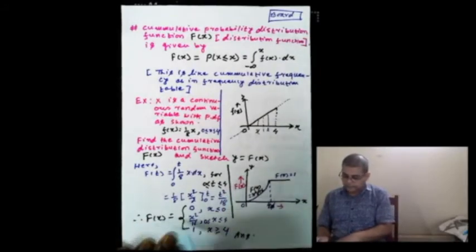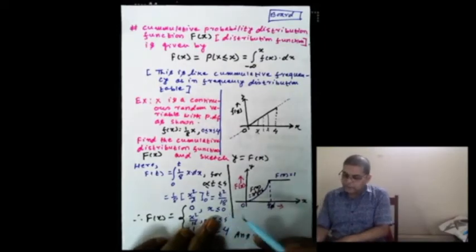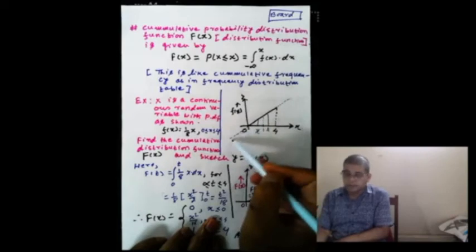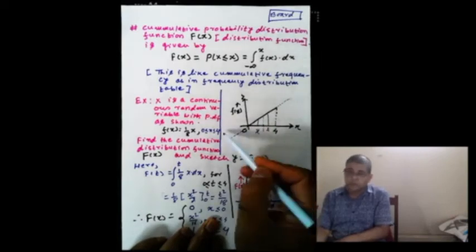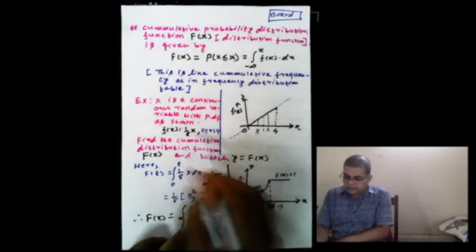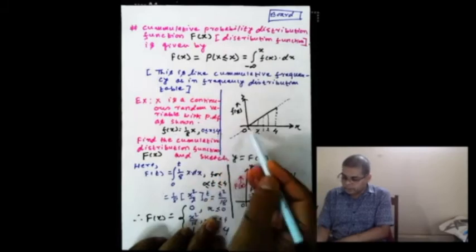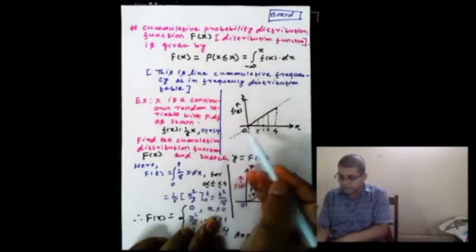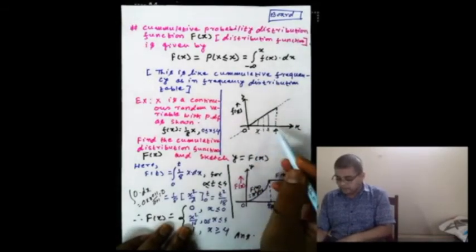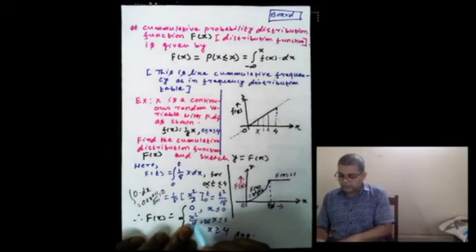Then capital Fx is 0 for x less than or equal to 0. Why is that? Although mathematically this curve has a part below 0, statistically this function is defined between 0 and 4 only. So any probability below 0 will be 0, that means we are integrating 0. Between 0 and 4 in general, it is x squared by 16, which we have taken from here.